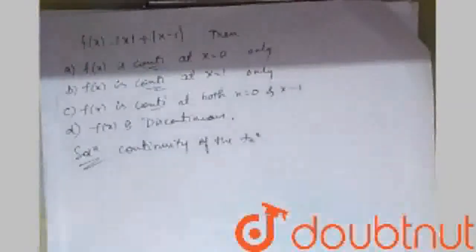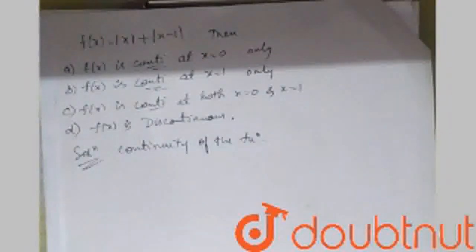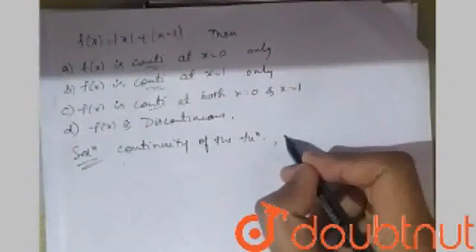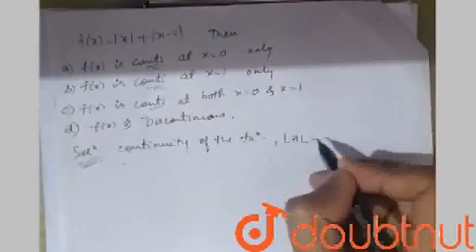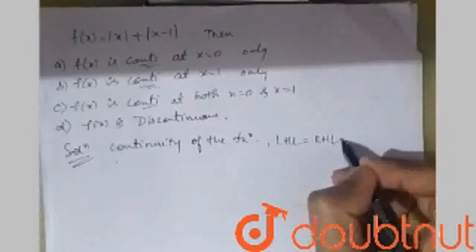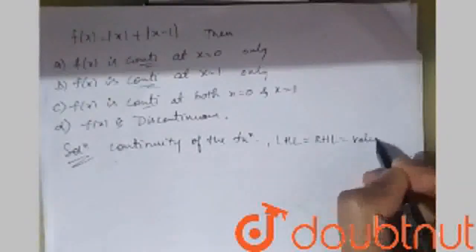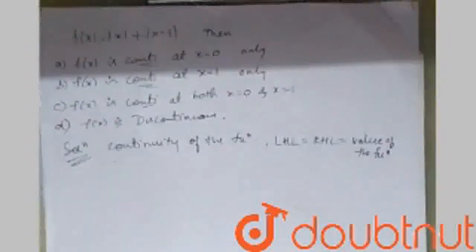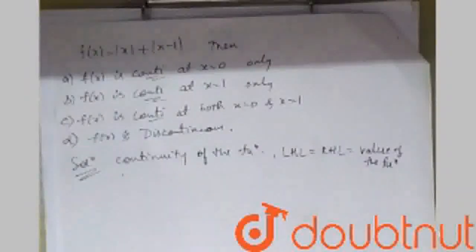So what do you mean by continuous? A given function is said to be continuous at the point A if LHL equals RHL equals value of the function. Now we'll check the continuity at x equals 0 and x equals 1.